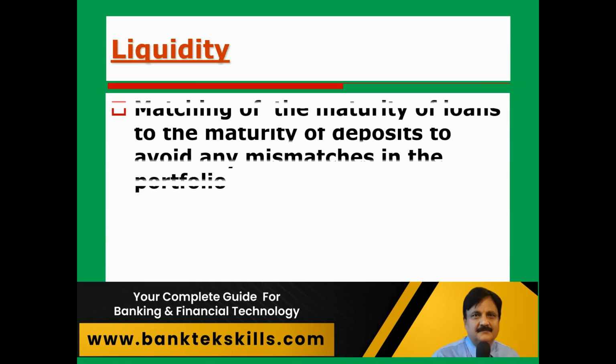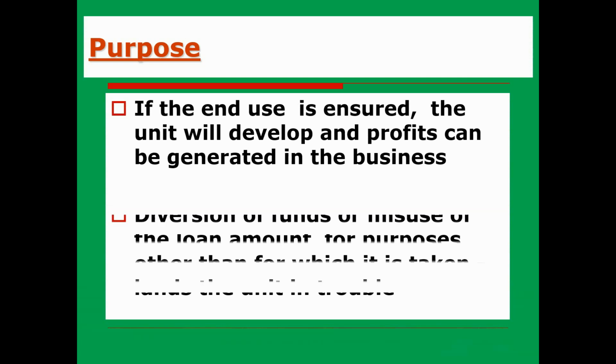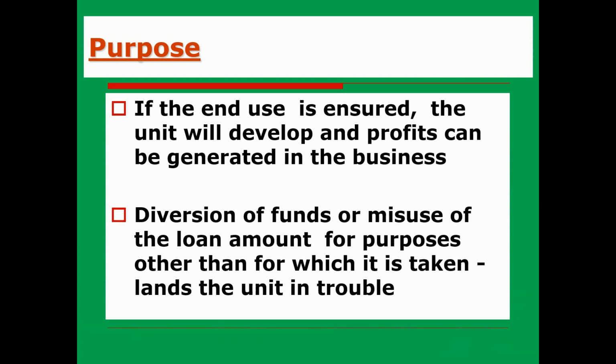Liquidity. Matching of the maturity of loans to the maturity of deposits to avoid any mismatches in the portfolio, right? Purpose. If the end use is ensured, end use means for which purpose this entity was formed, whether goods are being produced or not, the unit will be developed and profits can be generated in the business. Diversion of funds, misuse of loan amount for a purpose other than that for which it was taken, lands the unit in trouble.